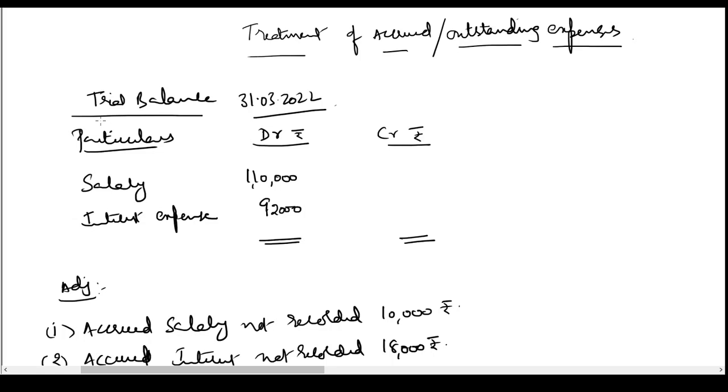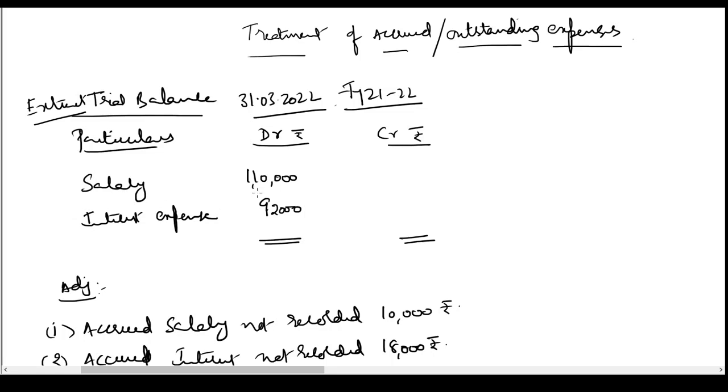You are given here a trial balance as on 31st March 22. That means we are talking about FY 21-22, a 12-month period. You are given some balances in the trial balance. This is an extract, meaning not the complete trial balance, but a small portion or part of the trial balance is given to you.